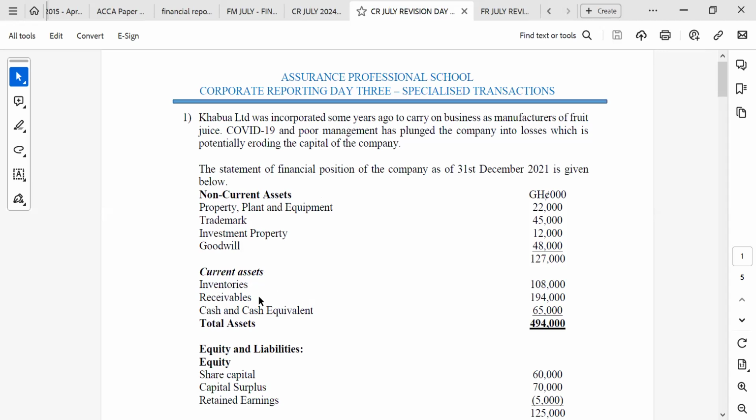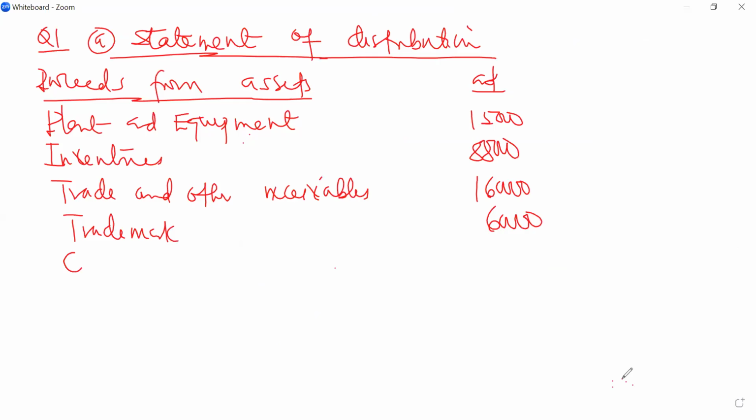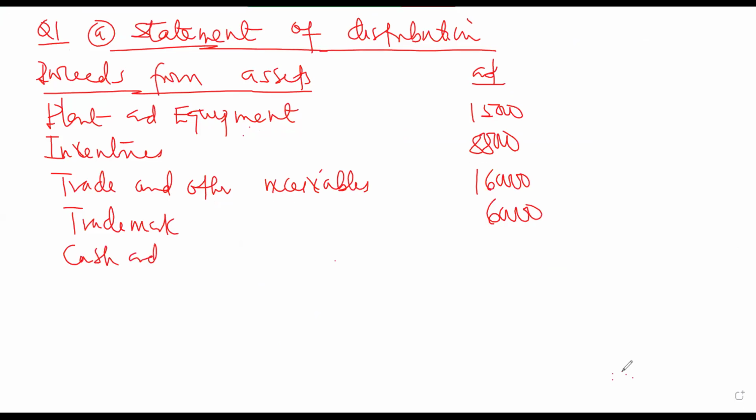Do you have the inventories already? Yes. Okay, so we bring the cash and cash equivalents. That will still be the same amount that we're having. So cash and cash equivalents, that will still be the value of the cash and cash equivalents. So how much is it? It's 65,000. Okay.